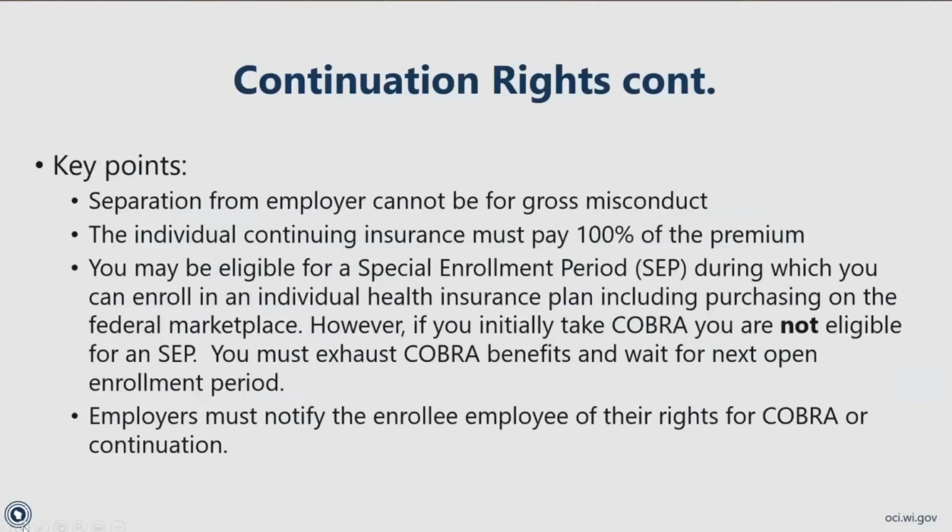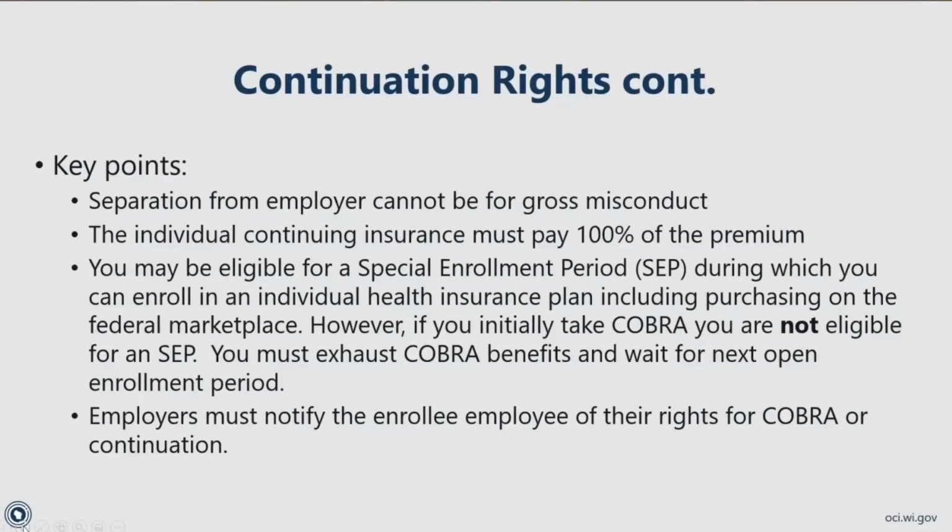In order to get continuation, it can't be for gross misconduct. Again, the employee is now going to be paying 100% of the premium. This SEP is important. If you are going to do this, you need to do it right away, because if you choose continuation and then realize this is too expensive, you are not going to get another SEP. You have to wait until the open enrollment period in November or December to get onto the exchange.